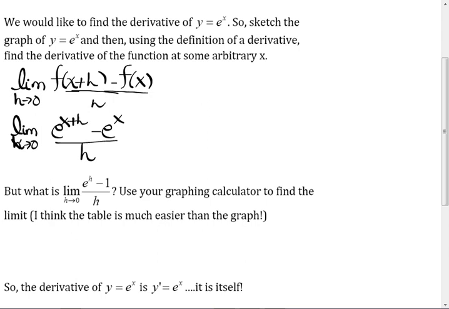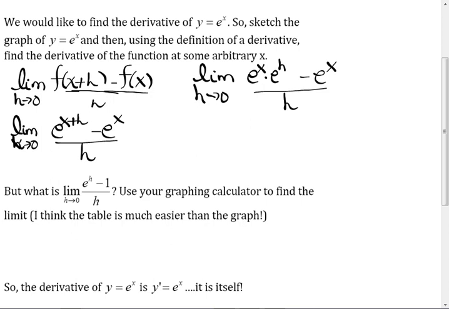Now, I don't know what to do with that, and I don't even know how to graph that. So what I'm going to do, Noah, is rewrite this as the limit as h goes to 0, and e to the x plus h is e to the x times e to the h. Then I have minus e to the x over h. I'm going to pause for a second.